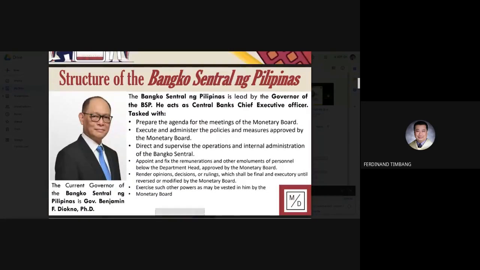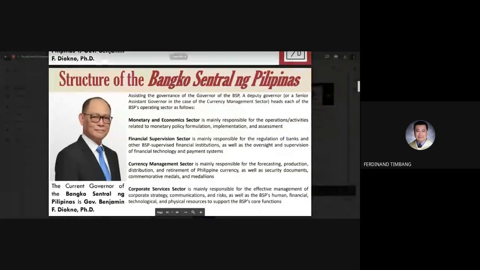Okay, so let's go to the structure of the reserve system in the Philippine context. So, yung ating governor is, of course, si Benjamin Diokno. So, eto pwede na sigurong basahin na lang kasi trabaho lang naman to ng isang governor, no? So, anyway, yung operating sector ng BSP, we have three. One is the monetary and economic sector. So it is mainly responsible for the operations activities related to monetary policy formulation, implementation, and assessment. So ito yung gumagawa ng mga policy regarding pagka nagko-contract ka or nag-expand ka.